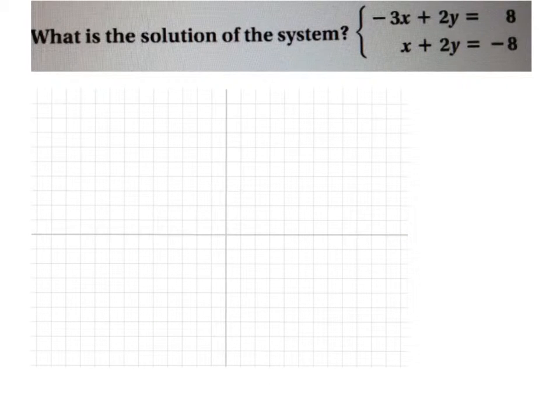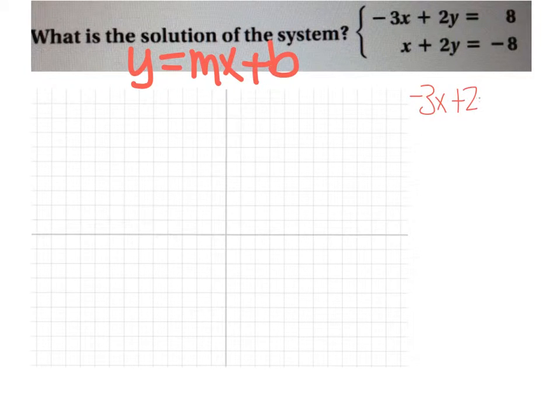Okay, so for our first example, what is the solution of the system? I have negative 3x plus 2y equals 8, and x plus 2y equals negative 8. So I am going to start by putting my equations in slope-intercept form. So remember, slope-intercept form is y equals mx plus b. So we're trying to isolate the y. So for our first equation, negative 3x plus 2y is equal to 8.